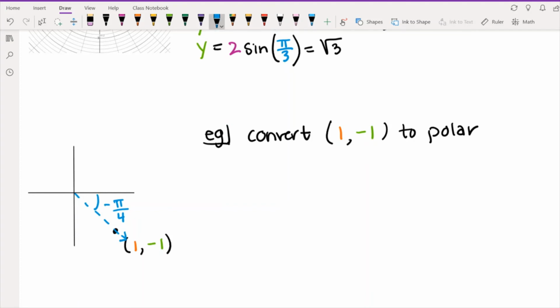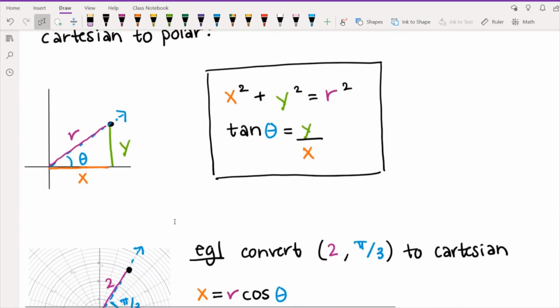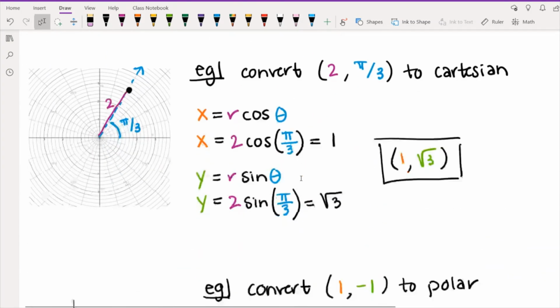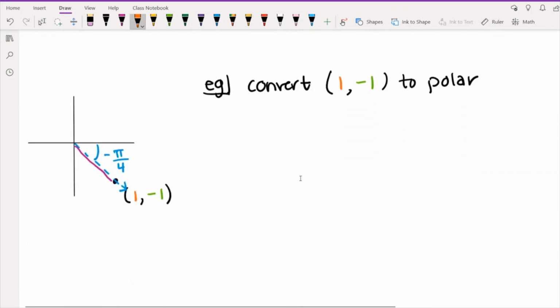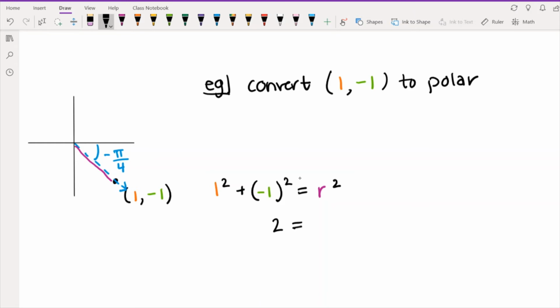And then what would the distance r be? Well, basically you can just use the Pythagorean theorem here, right? That's essentially all that's going on in this formula. It says x squared plus y squared is equal to r squared. So if we take 1 squared plus negative 1 squared is equal to r squared, on the left-hand side we're going to get 2, right? We'll have 1 plus 1, so we have 2 is equal to r squared.